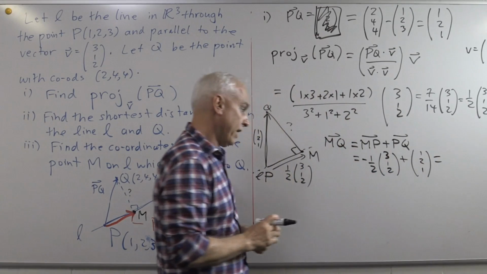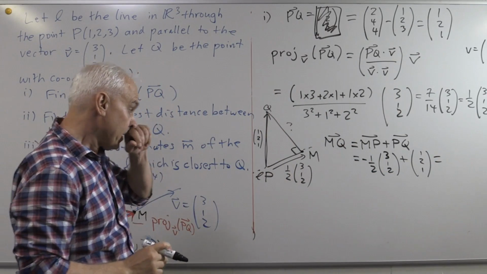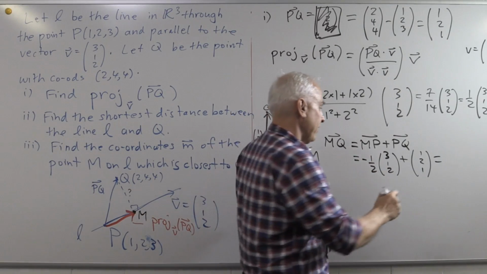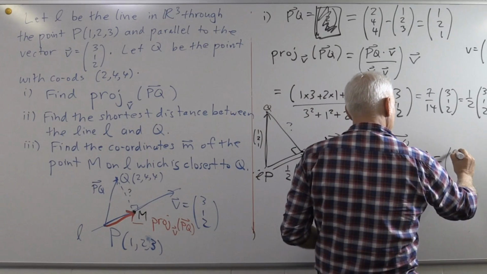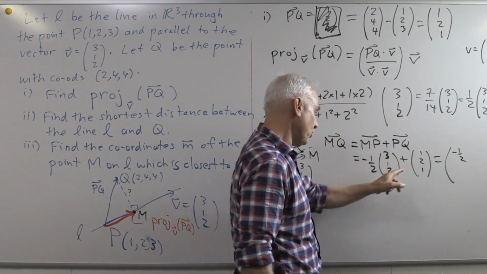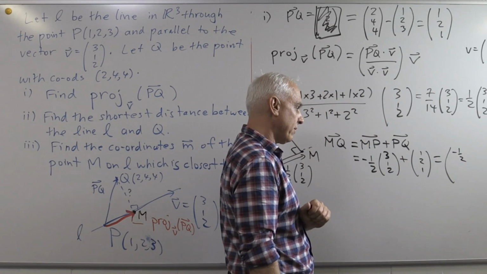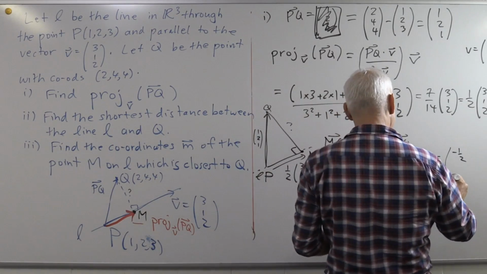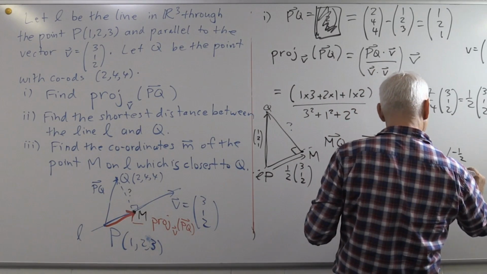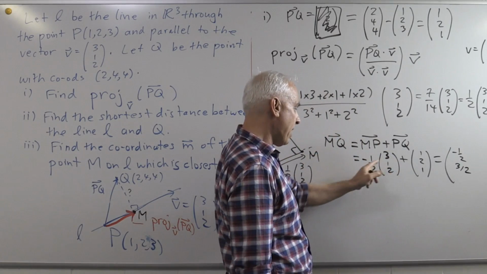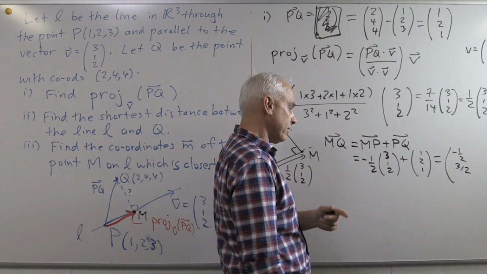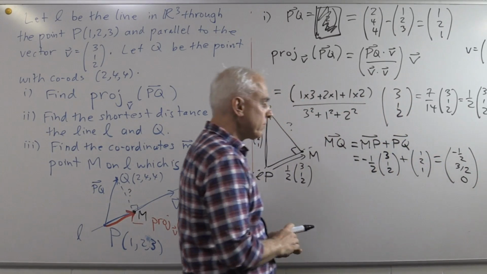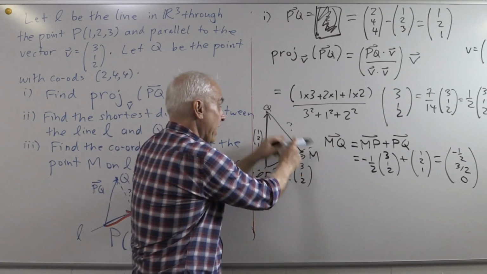Let's see if we can do that in our heads. So the first entry is 1 minus 3/2. That will be minus 1/2. And then 2 minus 1/2, that will be 3/2, yes. And finally, 1 minus 1/2 times 2. That's 1 minus 1, so that'll be 0. So that is the vector MQ.